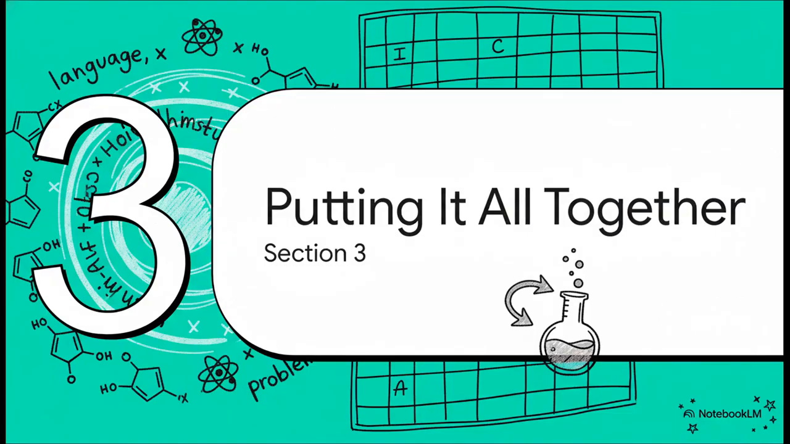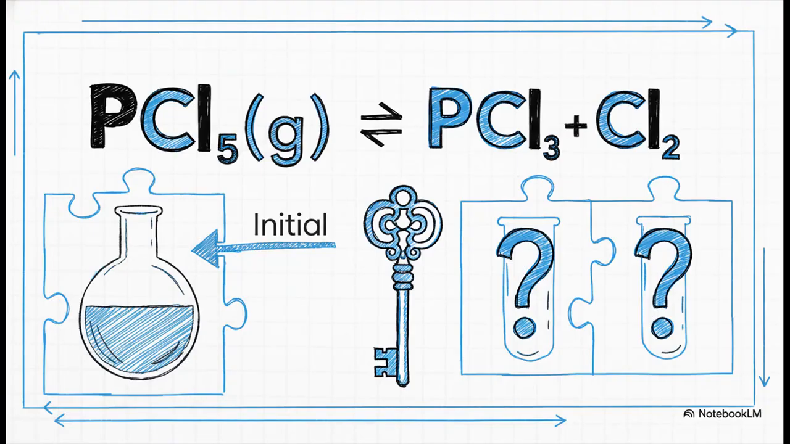Okay, we've got the language, we've got our map. Now it's time for the main event. Let's put it all together. We're going to take these tools and solve a real chemistry problem. All right, here's our mission. We're starting with 1.00 M of PCl5, and we're given this special number, Kc, which is the equilibrium constant. Our job? Figure out the exact concentration of everything once this reaction finally settles down.